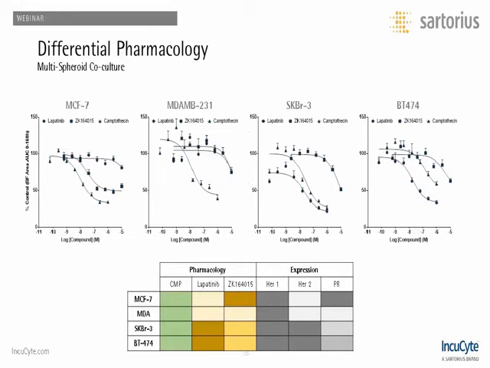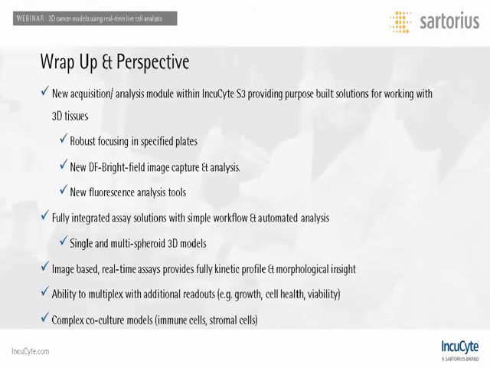Now, having demonstrated the S3's ability to acquire and analyze images from 3D multispheroid co-culture models, you may consider using fluorescently labeled endothelial cells instead of fibroblasts, or possibly studying the impact of immune cells and stromal cells on tumour spheroids in a triculture setting.